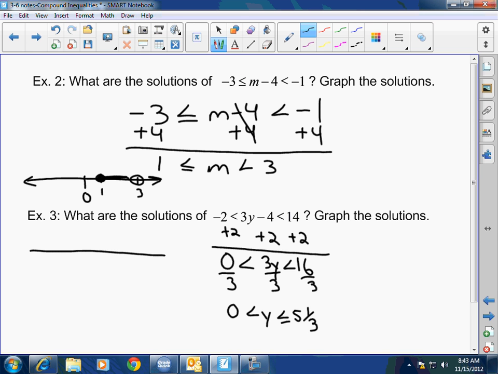Okay? Graph it first before you decide if it's an "and" or an "or." Here's 0. Here is 5. Here is 6. Here's 5.5. This is about 5 and 1/3. Okay, so y is greater than 0, open circle to the right, but it's also less than or equal to 5/3, closed circle to the left. Yes?